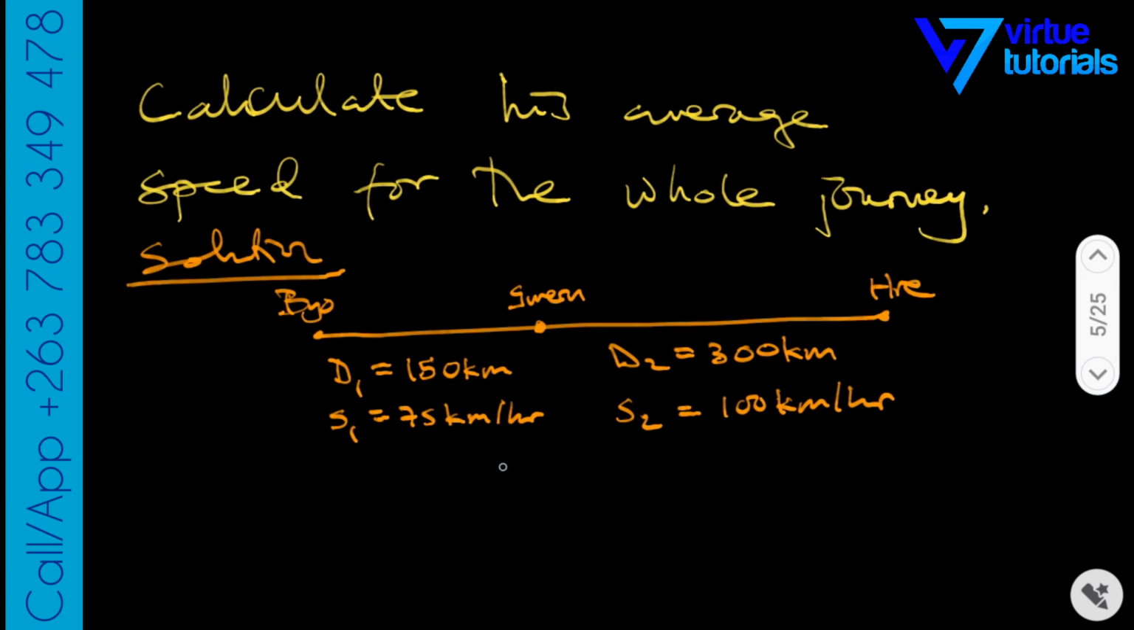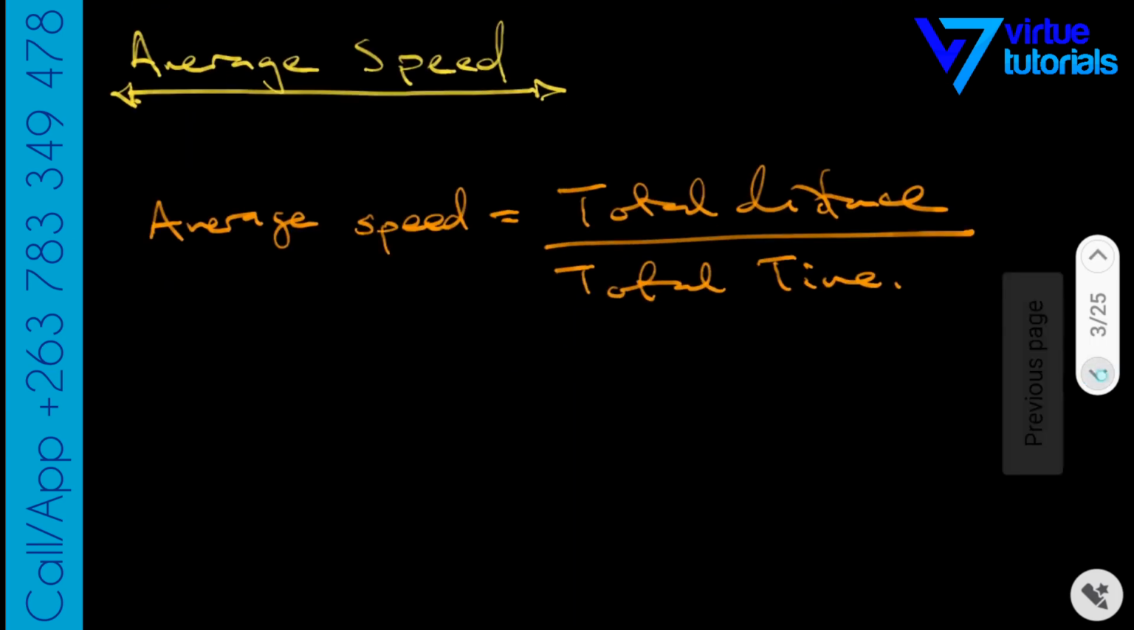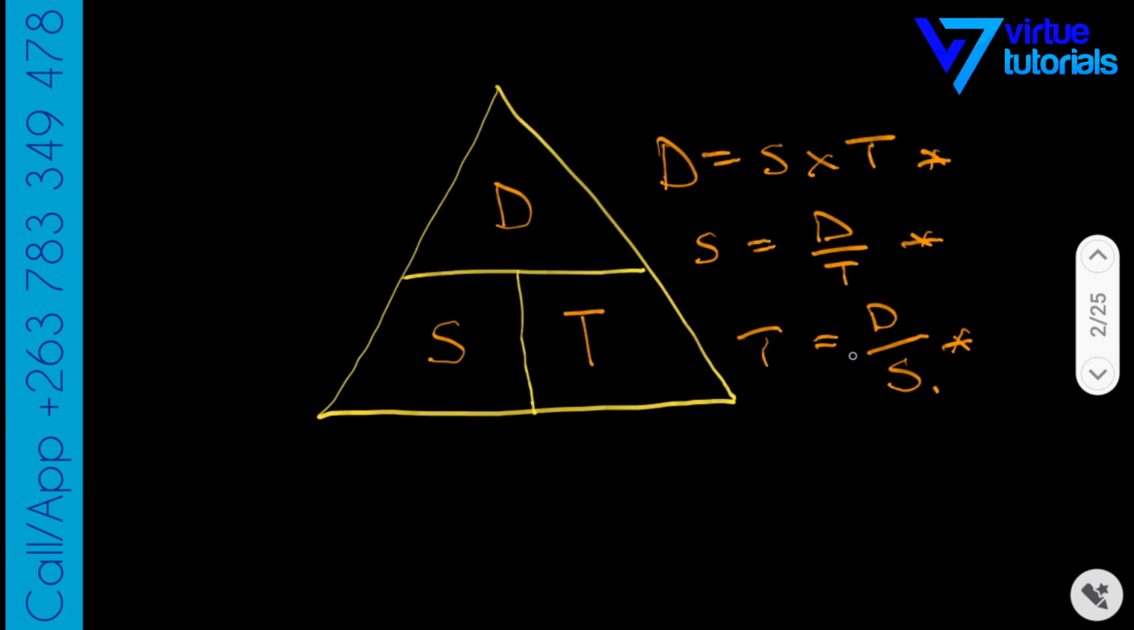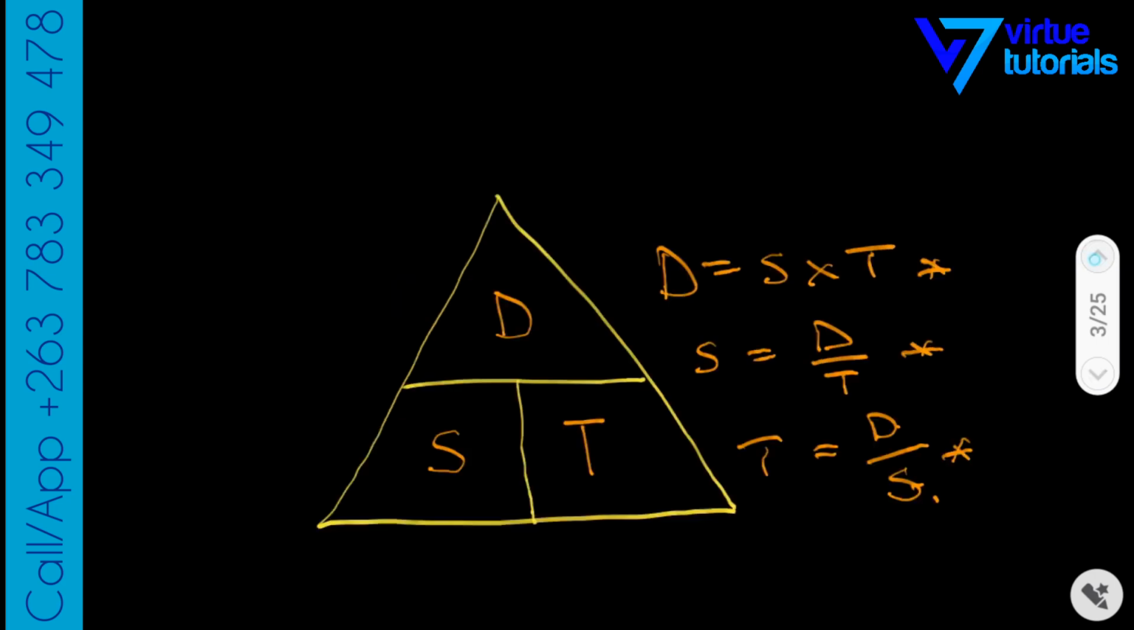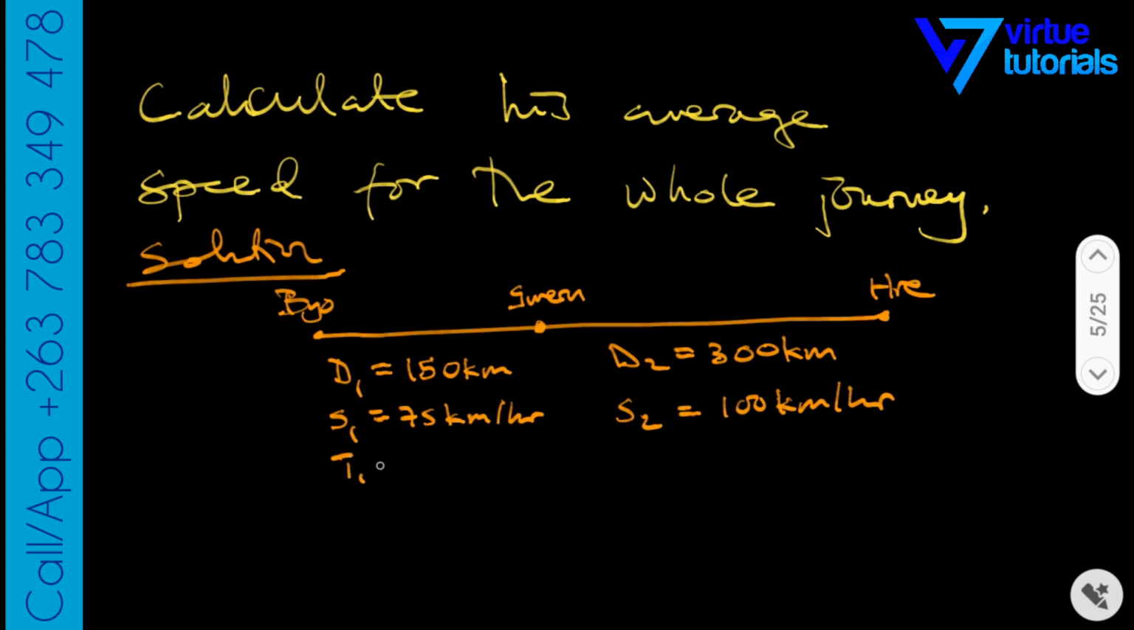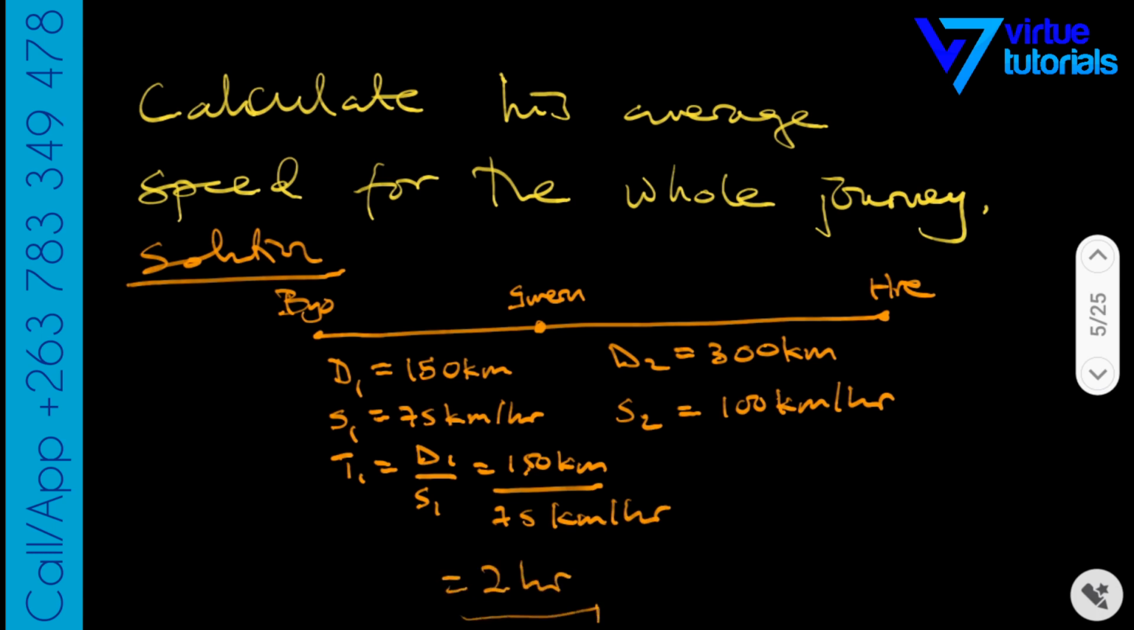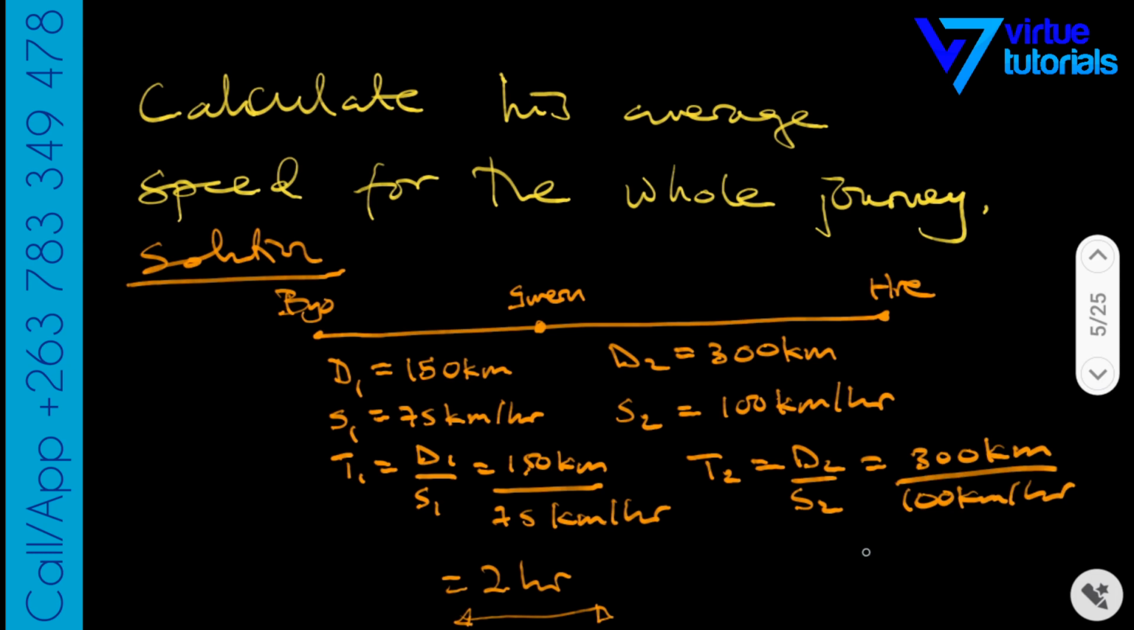Now, we don't have any values of time here. We were told the distance and the speed, but we have no values of time, right? Though we do not have the values of time, I can take you back to this relationship here. We can find time by dividing the distance over the speed. So we can find time for each section. The time for the first section will be equal to the distance for the first section divided by the speed for the first section, which is 150 kilometers divided by 75 kilometers per hour. That gives me 2 hours, right? My time is in hours because I had kilometers per hour. Then my time for the second part is my distance for the second part divided by my speed for the second part, which is 300 kilometers divided by 100 kilometers per hour. And that's going to give me 3 hours.